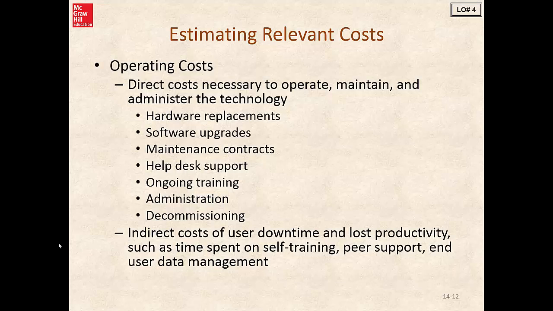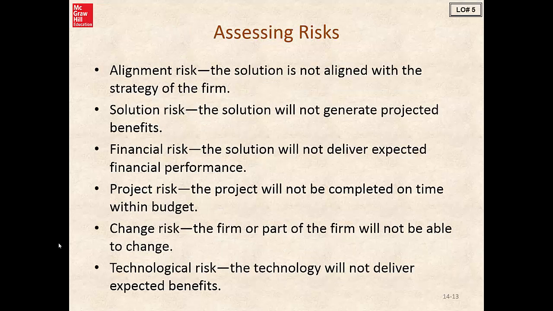So now we've implemented it and we have to operate it. So we have hardware replacement costs, software upgrades, maintenance contracts, help desk support, ongoing training, administration, decommissioning. So indirect costs of user downtime and lost productivity, such as time spent on self-training, peer support, and user data management, etc. These are all costs to keeping our system up and running, and we need to make sure that we consider these costs as legitimate costs when weighing whether or not we want to implement new IT infrastructure.